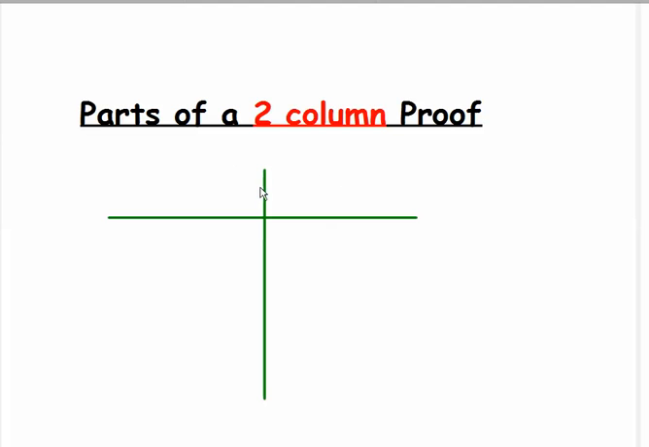At the top of each column, we call that the header, there's always two words. The first word on the left side is statement, and the word on the right side is going to be reason. And you're going to list a bunch of statements and reasons. Okay? Then the other parts are all your statements and all your reasons, of course.